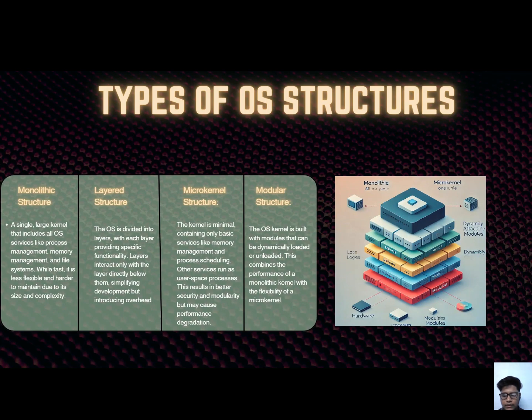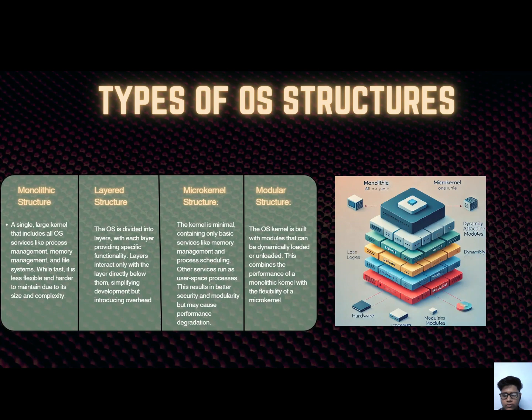Let's move on to the layered operating system. In a layered operating system, the operating system is divided into layers, each of which handles specific functions. The bottom layer interacts with the hardware, and each layer above it provides more complex services. The structure simplifies development and debugging, but introduces performance overhead as each layer needs to communicate with the layer below it.